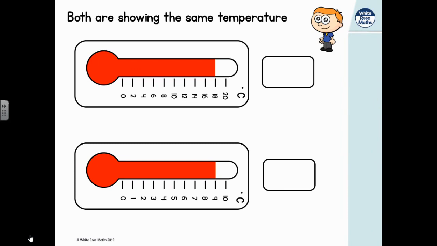Ron thinks that both of these thermometers are showing the same temperature. Oh yes, it does look like that, because there's the same amount of red in the two thermometers. Have a closer look. What temperature are the two thermometers showing? Oh yes, the top one is showing 18 degrees C, and the bottom one is showing 9 degrees C. You've got to be really careful and have a look at the scale that the thermometer is going up in. The top one is going up in 2s, and the bottom one is going up in 1s.